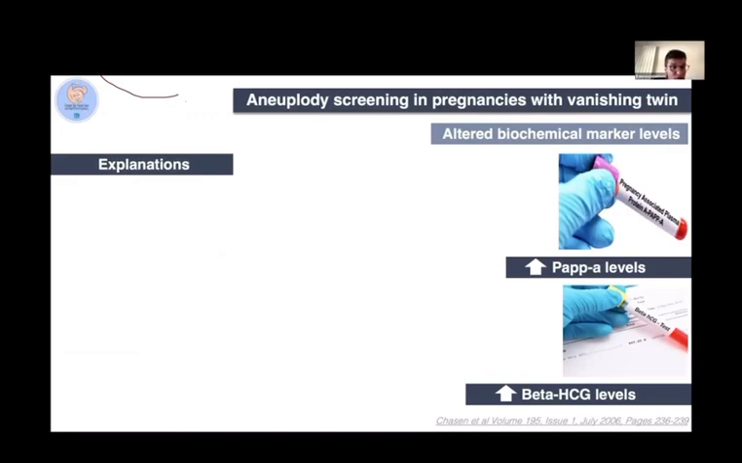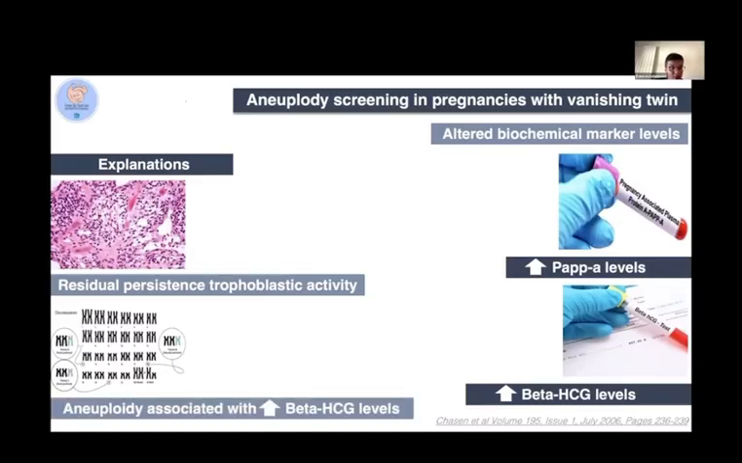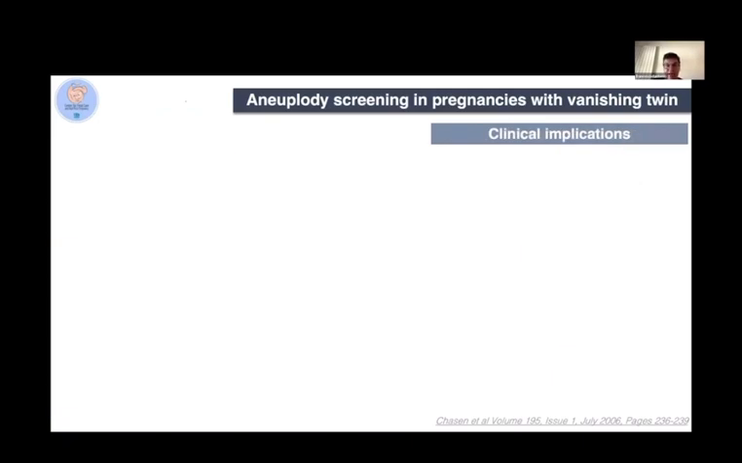The possible biological connection between these findings and vanishing twins is the presence of residual persistent trophoblastic activity, so the trophoblast may continue to produce these analytes, or alternatively, the presence of aneuploidy, because we know that in a significant proportion of cases, the vanishing twin may be the result of a diseased fetus due to a common trisomy, so common chromosomal anomalies, but in most cases, a rare autosomal trisomy, which may potentially be the clinical implication of this influence of vanishing twin syndrome on biochemical markers.